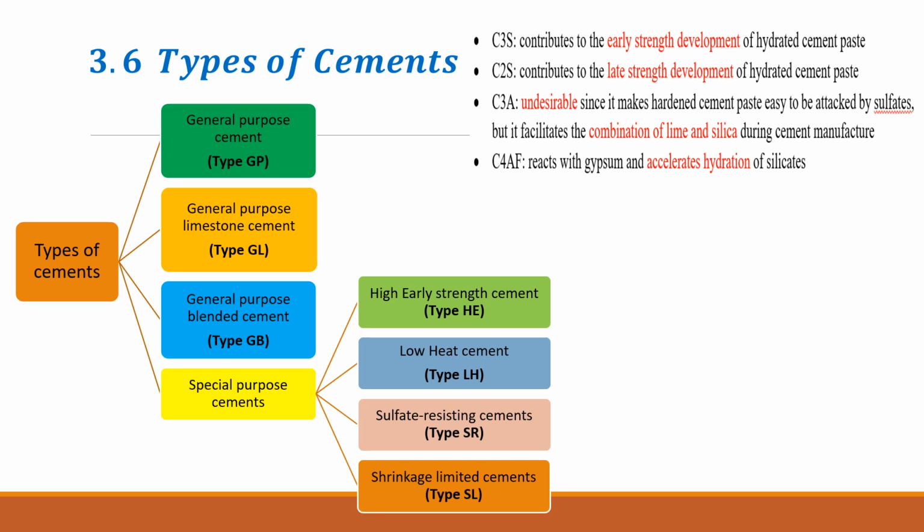So there are different types of cements. There are ASTM standards as well, but here these are the general names that we use. If you go to Bunnings, you will find different types of cement. Quickset cement, likewise. General purpose cement is the type GP, and that is used for almost all general applications. General purpose limestone cement means what?